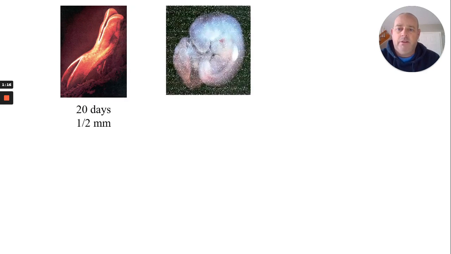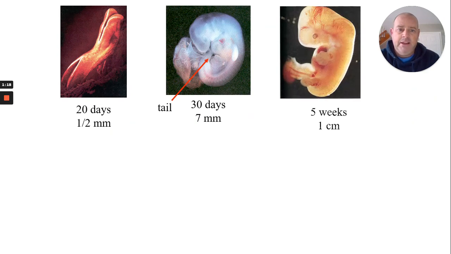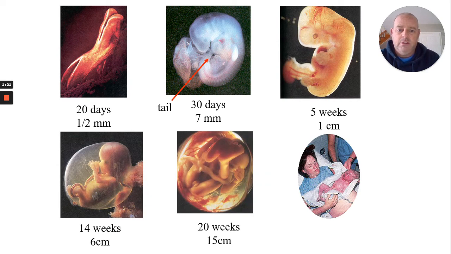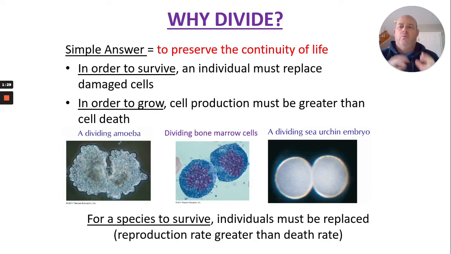And it keeps going and going. And after so many days, so many weeks, we end up with a full fledged newborn, right? Because these cells keep going and going. So, why divide? The simple answer is to preserve the continuity of life, right? In order to survive, an individual has to replace damaged cells. And in order to grow, cell production must be greater than cell death. Okay, so that's really the main few reasons why you have to go through this process of mitosis.